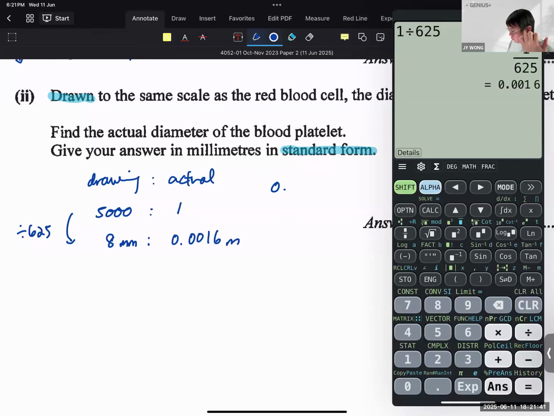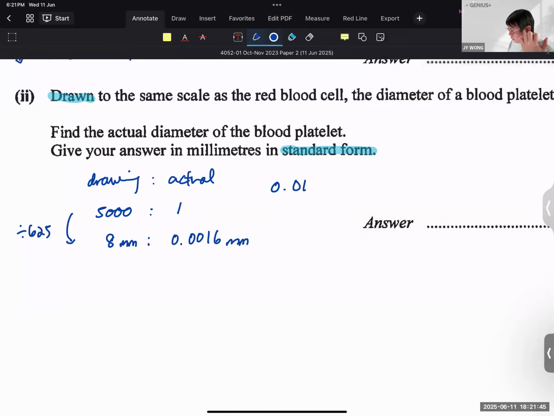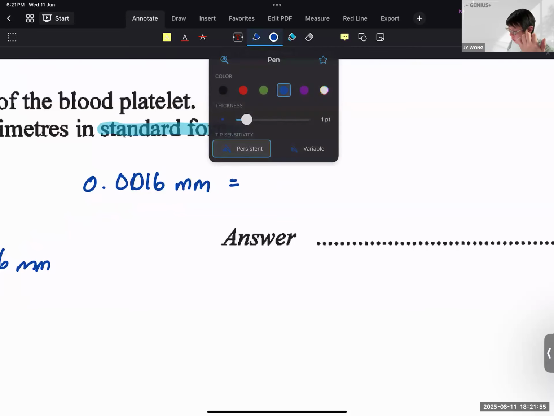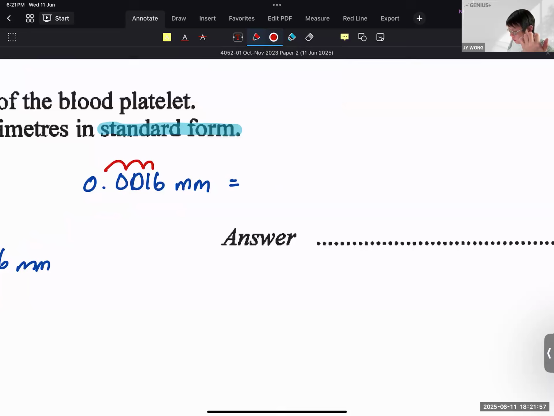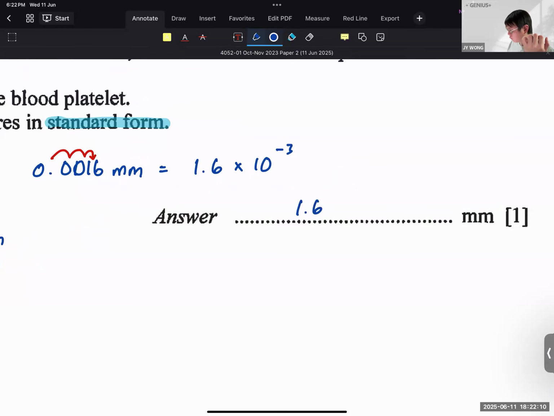Let me write in the unit first. So 0.0016 mm is equal to, this time round you move the decimal point the other way, right? So it's 1, 2, 3 to get to standard form. But you must remember, because the number became larger here, right? This is now 1.6. You have to times 10 to the power negative 3. It is not times 10 to the power 3.